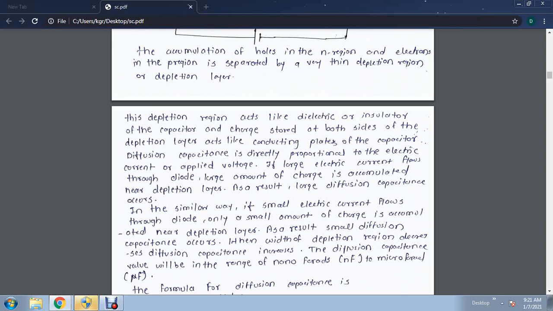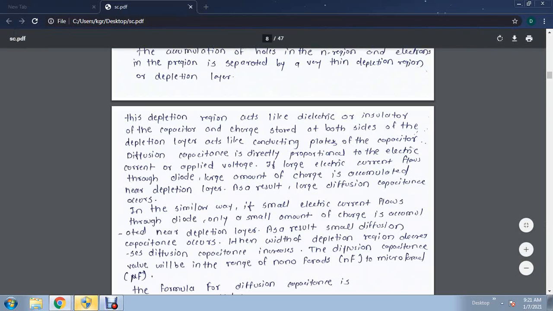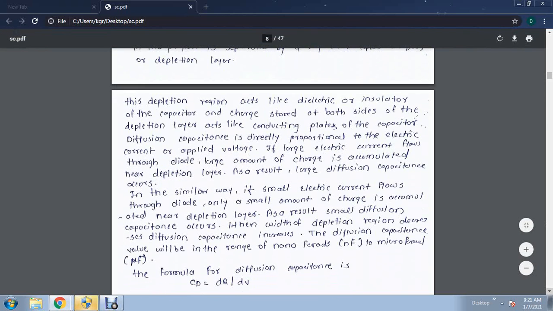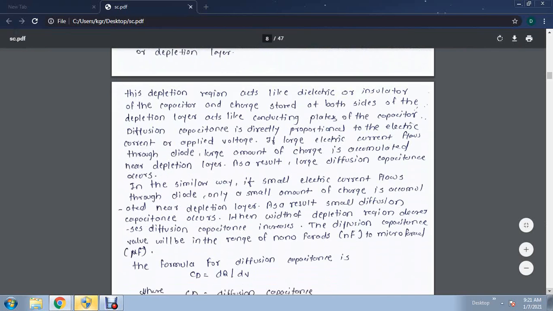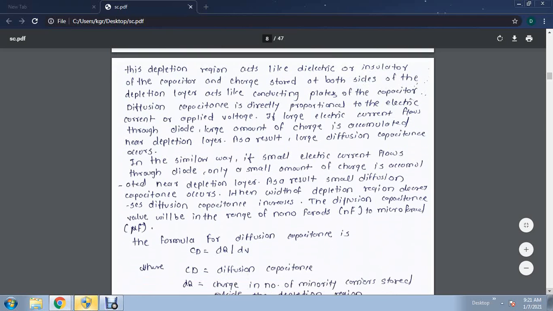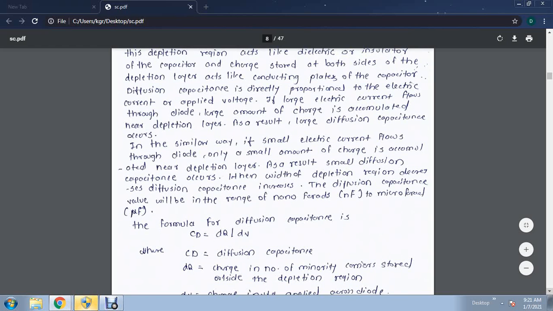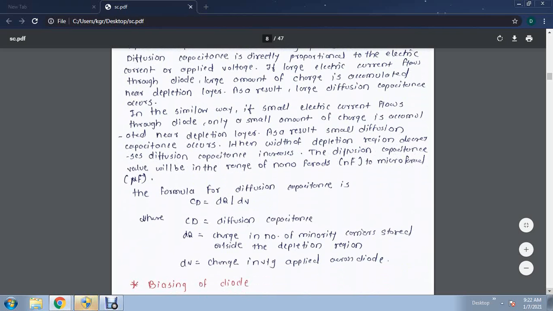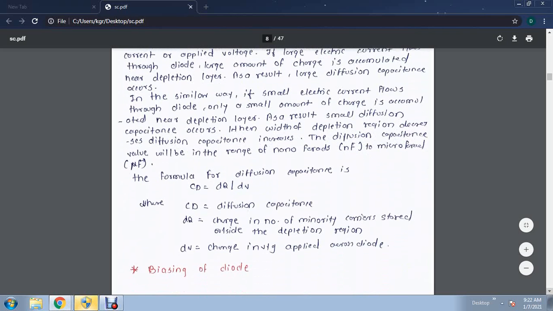The diffusion capacitance will be in the range of nanofarads. Nanofarads means 10 power minus 9. Micro means 10 power minus 6. Let us take the formula. The relationship for diffusion capacitance is CD equals dQ by dV. Here Q represents charge and V represents voltage. With respect to derivation, CD is diffusion capacitance, dQ is the change in the charge of minority carriers stored outside the depletion region, and dV is the change in voltage applied across the diode.